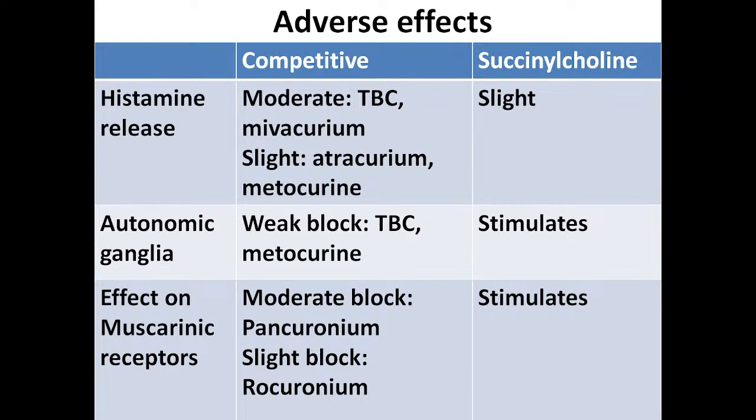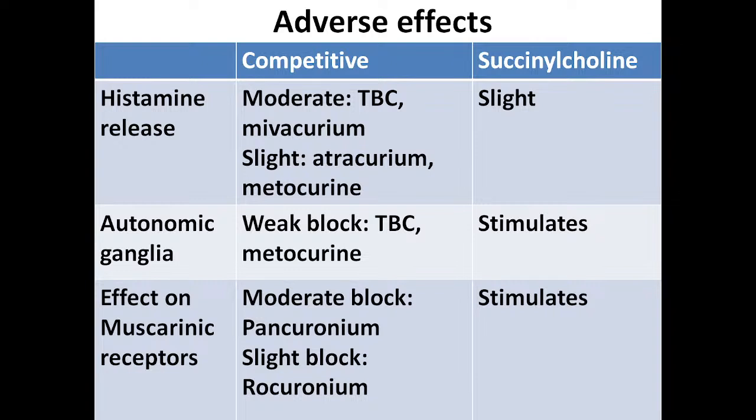It could cause itching. It could cause blood pressure, what? There could be hypotension because of vasodilation. So that's why we need to be aware that these drugs can cause release of histamine. There could also be some bronchoconstriction. The ones that cause moderate histamine release are tubocurarine and mivacurium, amongst the competitive ones, and atracurium and metocurine cause only slight histamine release. And amongst depolarizing, that is succinylcholine. I'll just call it succinylcholine because that's the only depolarizing agent that we ever use. That also causes slight histamine release.